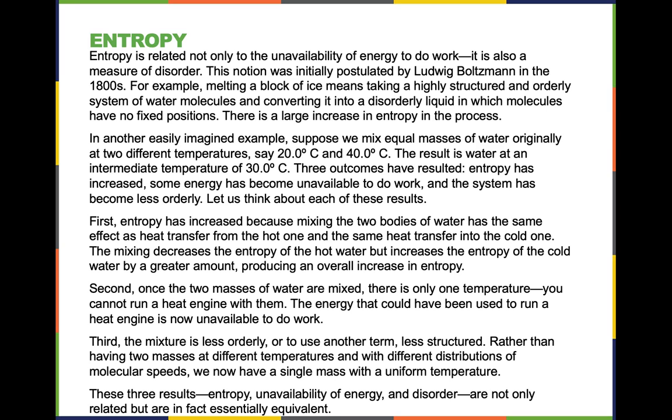Second, once the two masses of water are mixed, there is only one temperature. You cannot run a heat engine with them. The energy that could have been used to run a heat engine is unavailable to do work now. Third, the mixture is less orderly, or to use another term, less structured, rather than having two masses at different temperatures and with different distributions of molecular speeds. We now have a single mass with a uniform temperature. These three results, entropy, unavailability of energy, and disorder, are not only related but are in fact essentially equivalent.